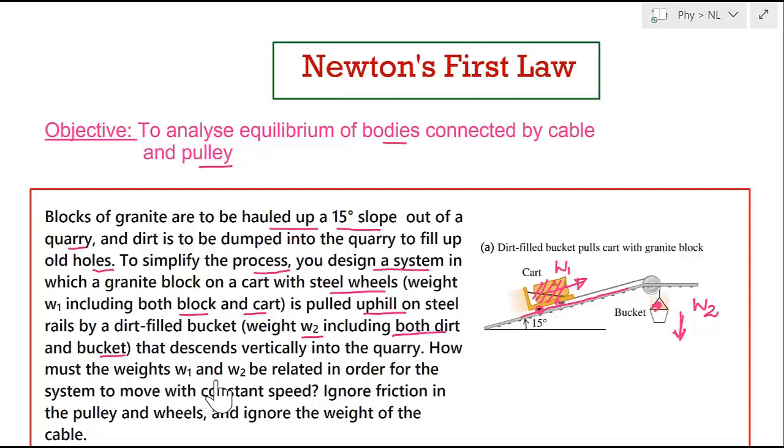How must the weights W1 and W2 be related in order for the system to move with a constant speed? So our target is to find the relation between W1 and W2 so that this system moves with a constant velocity. Ignore friction in the pulley and wheels, and ignore the weight of the cable. So you have to make the assumption that we ignore any kind of friction and the weight of the cables also.